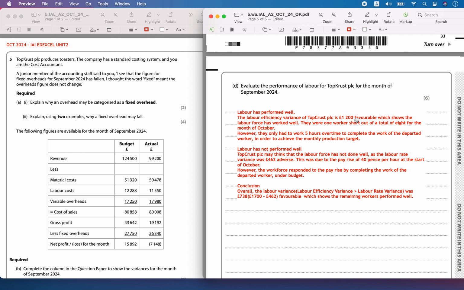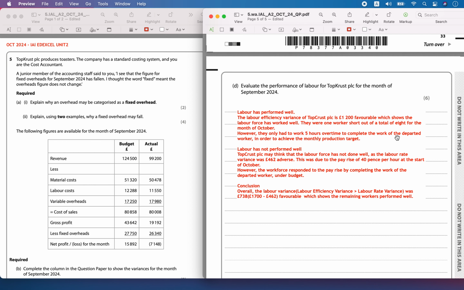So we can see that the labor efficiency variance was 1200 pounds favorable, which shows that the labor force have worked very well. There was one worker short out of the total, still they have performed well. That is what it means.